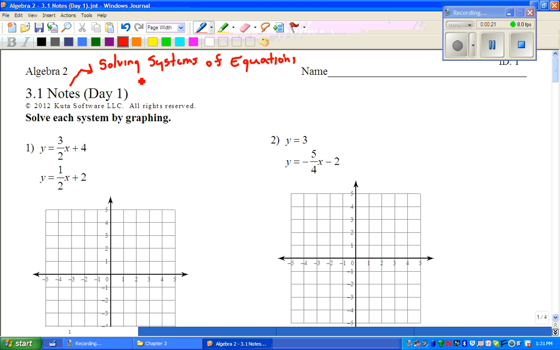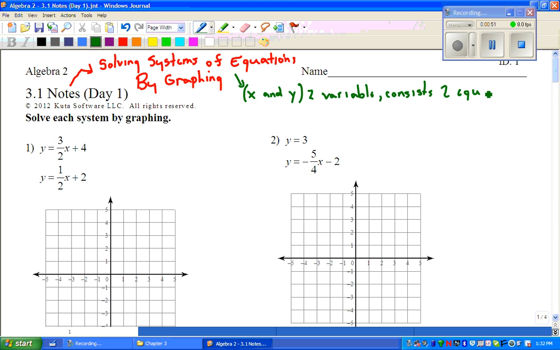Now, remember, here's what's going on. Systems of equations consist of two variables. Normally they have an x and a y variable, so you have two variables, and they also consist of two equations.